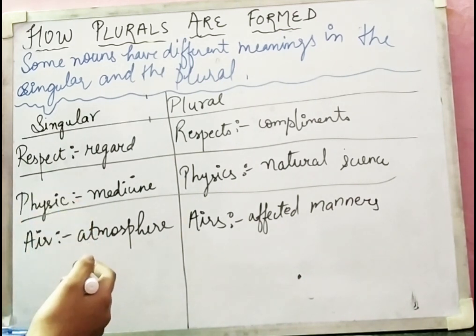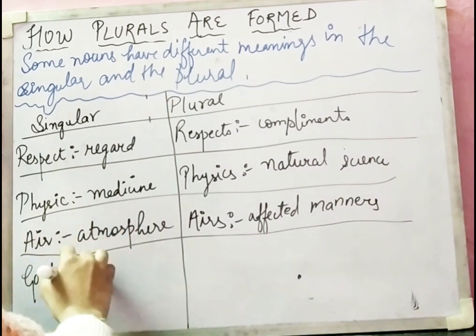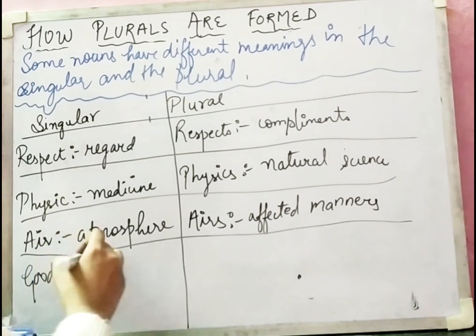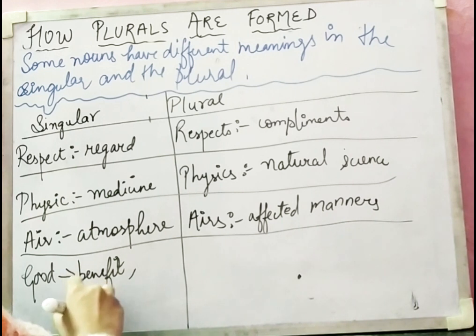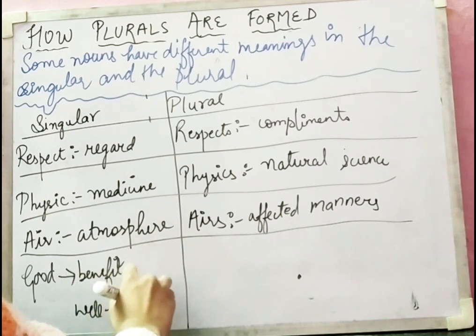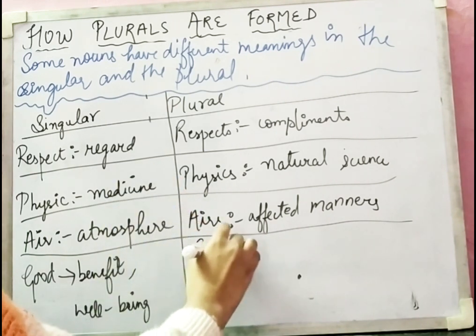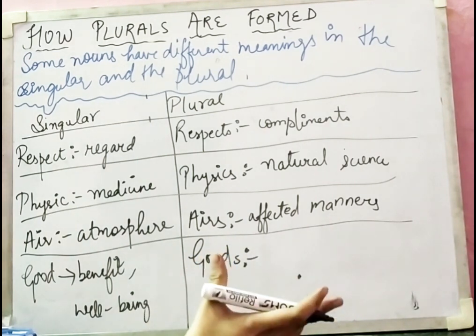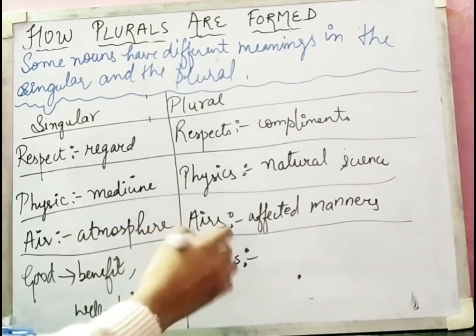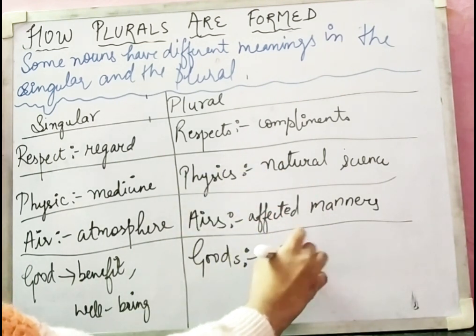If you want, I can give you one more example. Like, if I say good, then what's the meaning in singular? It will be benefit, or you can say well-being. Similarly, here the word changes into goods. You all know goods. What are goods? Like a person who goes and, means good and goods. So the word can be, you can say, merchandise.